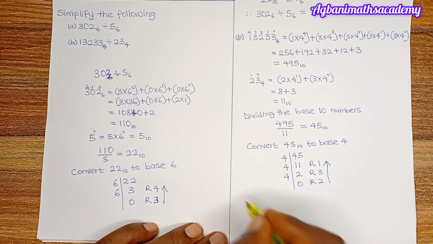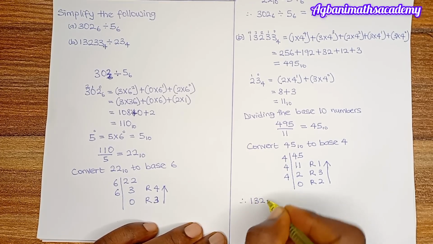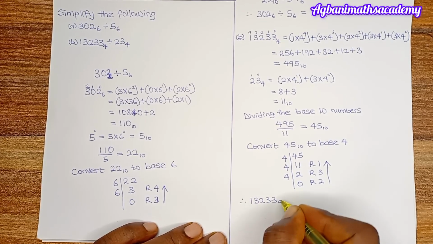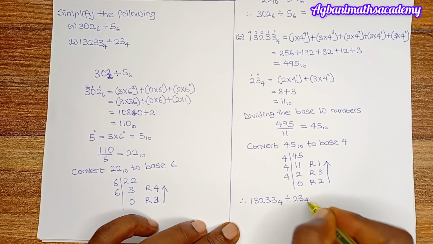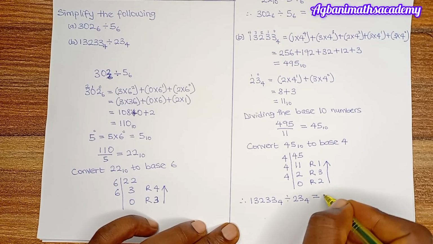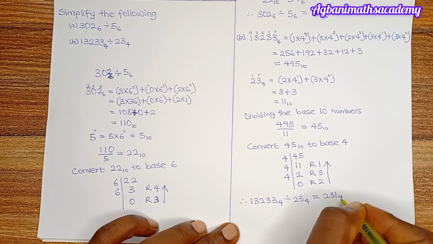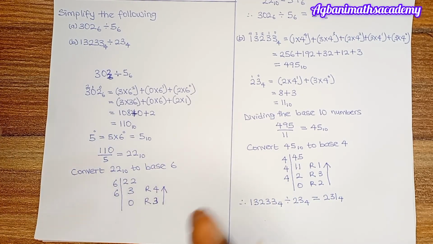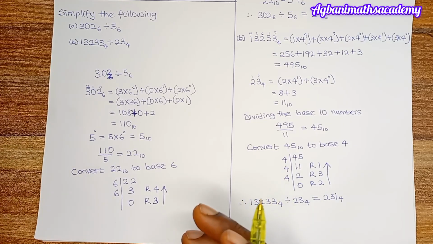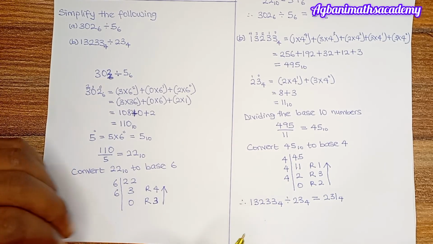So this means, therefore, 13233 base 4 divided by 23 base 4 is equal to 231 base 4. So this is a simple process of dividing number-based systems. If you are given numbers in a particular base to divide, the first thing you do is convert those numbers to base 10, divide them normally, and then convert your answers back to the base that you are working on.